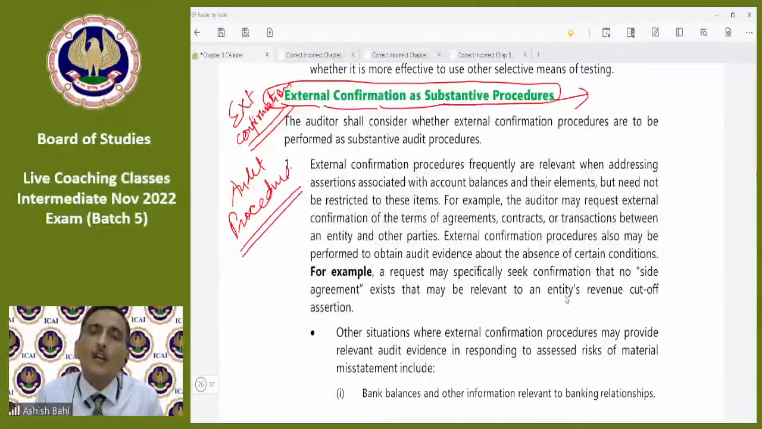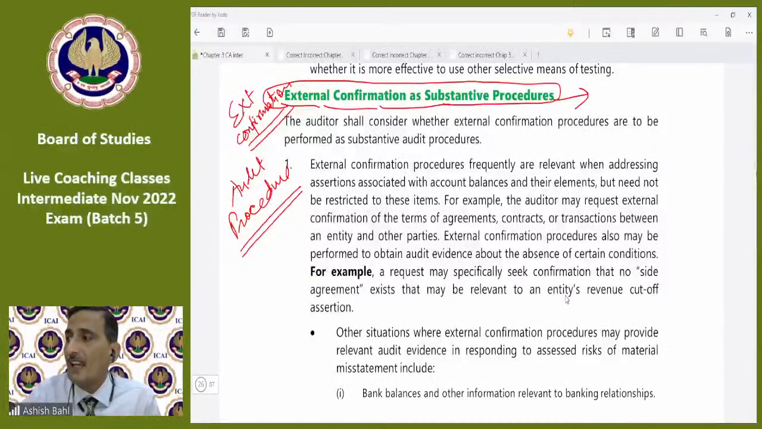Okay, by sending external confirmation, many things become clear to him. Existence of that party is confirmed to him, and if the amount tallies, then the whole sales transactions done with that party and payments received from that party are also confirmed. Okay guys, so therefore it helps in detection of material misstatements at the assertion level. That is why it is a substantive procedure.